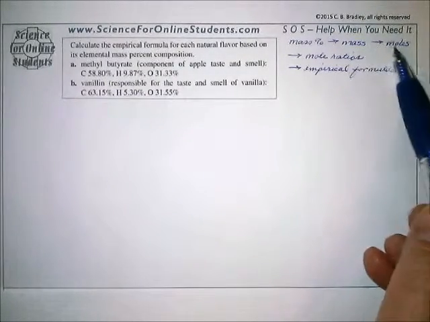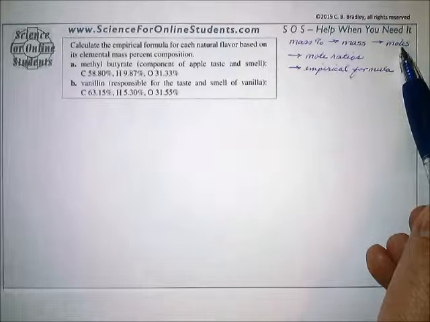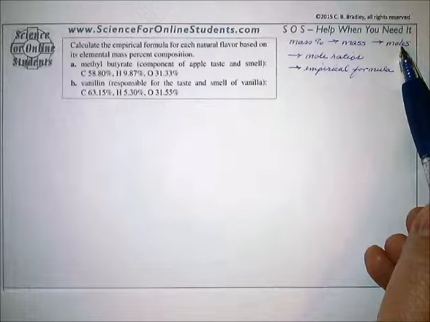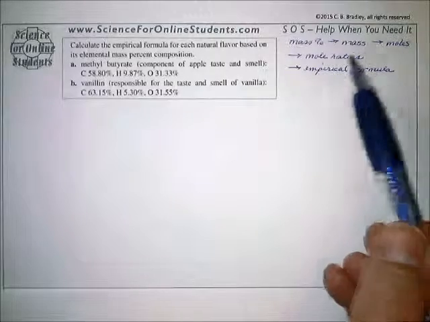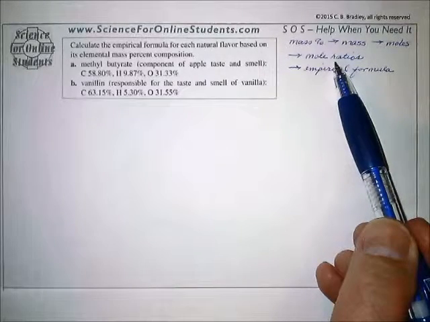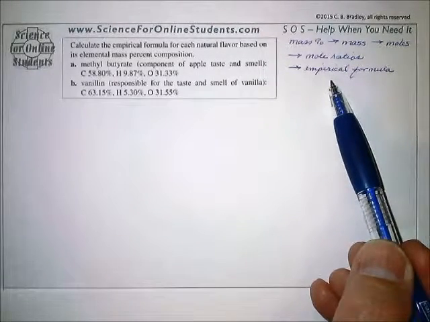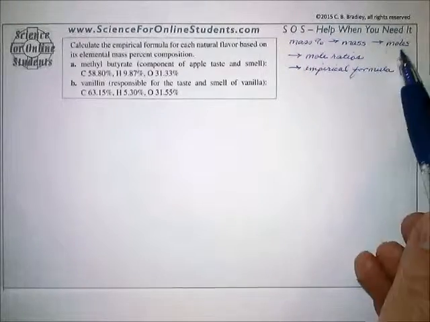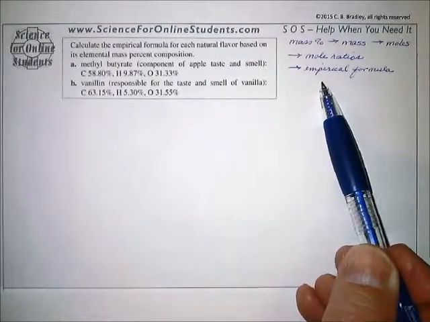And once we have the mass, we can go to moles, and then once we have the moles of each element, we can find the ratio of those moles among themselves, and that would give us the mole ratios that we use to get the empirical formula. So this is the series of steps that we're going to follow.